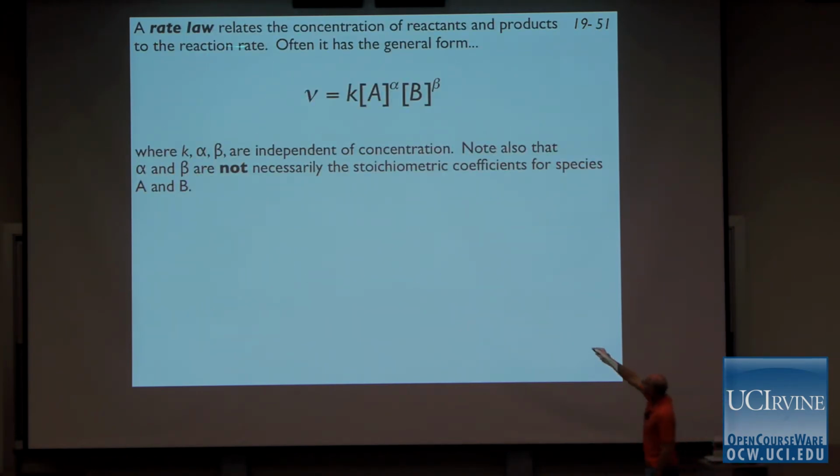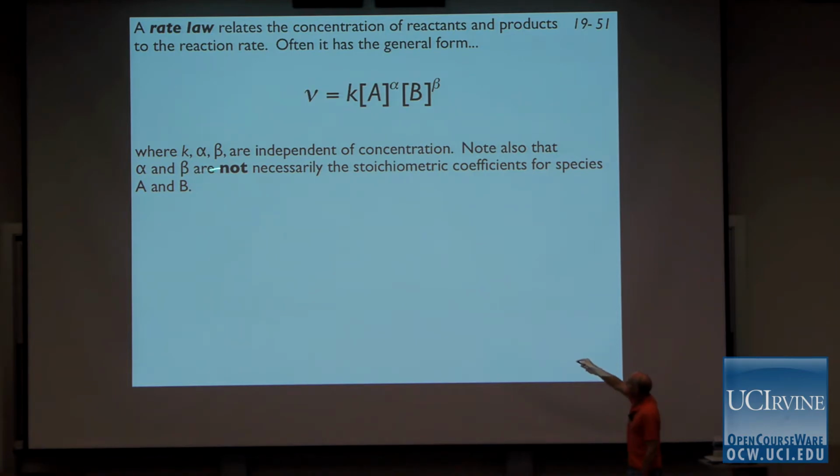A rate law relates the concentration of reactants to products, and often has a general form. So this is a rate law. That's the reaction rate. That's why it's called a rate law. The rate law predicts the reaction rate. Makes sense. Where k, alpha, and beta are independent of the concentration. That's a rate constant. It's called a constant because it's independent of concentration.